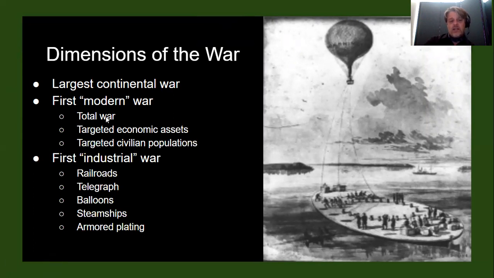Total war, they targeted everything: economics, civilian populations, railroads. It was the first industrial war, they used railroads to get around. They used the telegraph to talk. They had balloons. They had steamships, meaning powered by a machine rather than just using the wind or using rowers. They had armor plating.